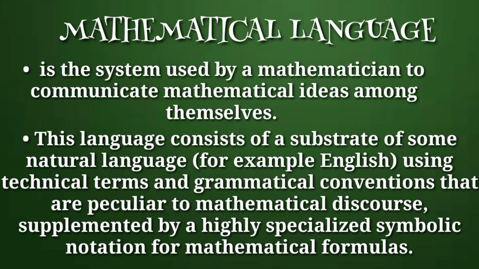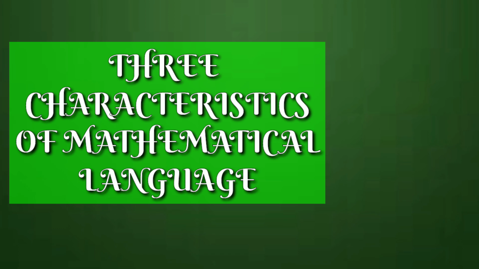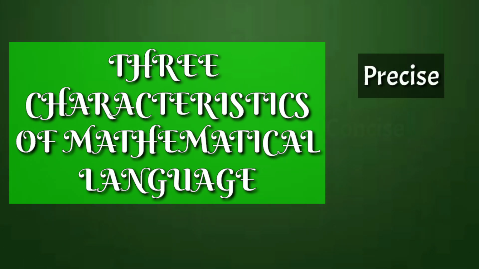This language consists of a substrate of some natural language, for example English, using technical terms and grammatical conventions that are peculiar to mathematical discourse, supplemented by a highly specialized symbolic notation for mathematical formulas. There are three characteristics of mathematical language: precise, concise, and powerful.